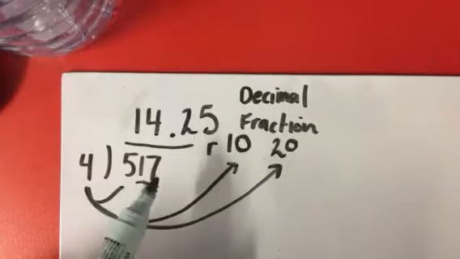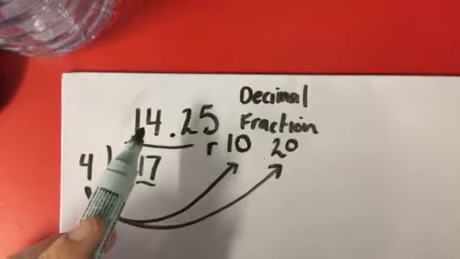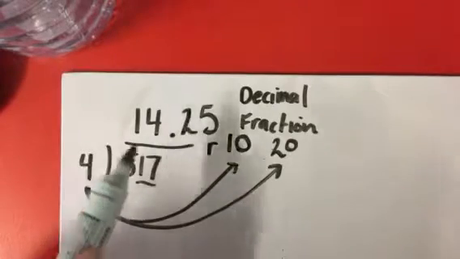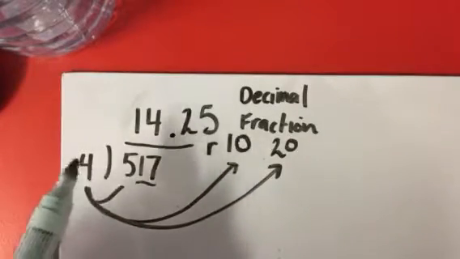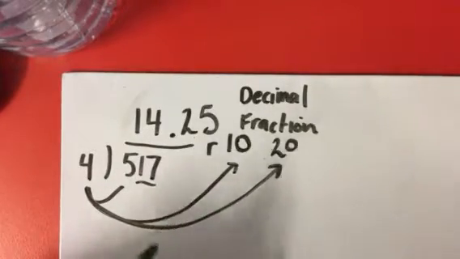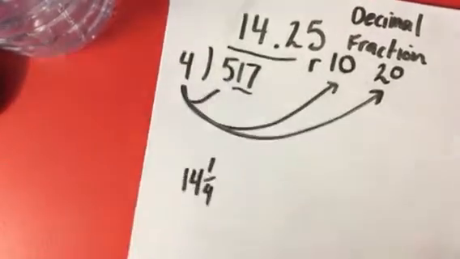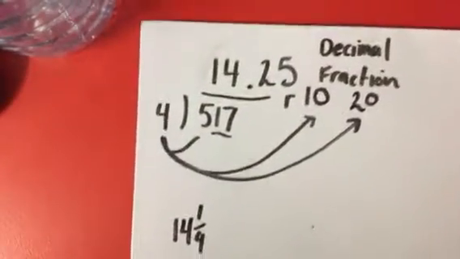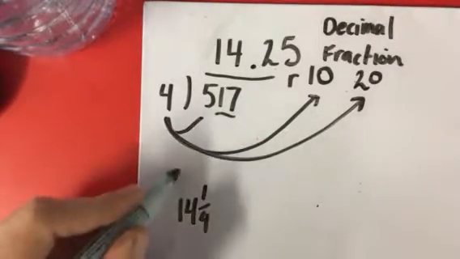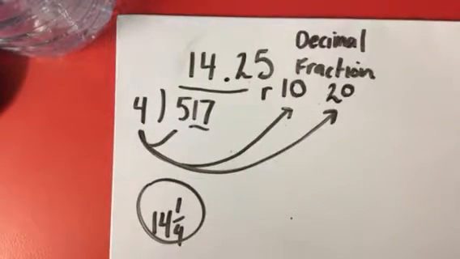So instead of saying 517 divided by 4 equals 14 remainder 1, you can say 517 divided by 4 equals 14.25, or 14 and a quarter. 0.25 is a quarter. Okay? We're not doing fractions today. We are just focusing on decimals.